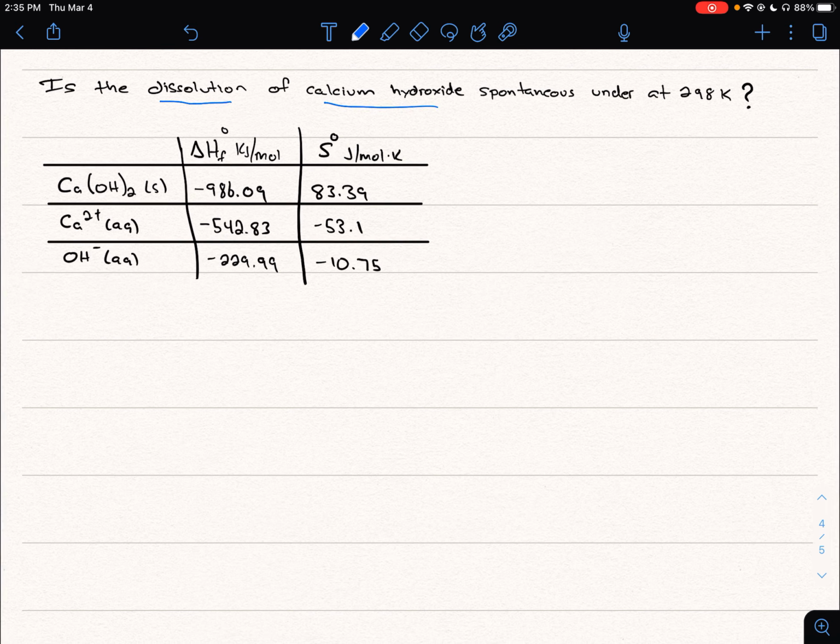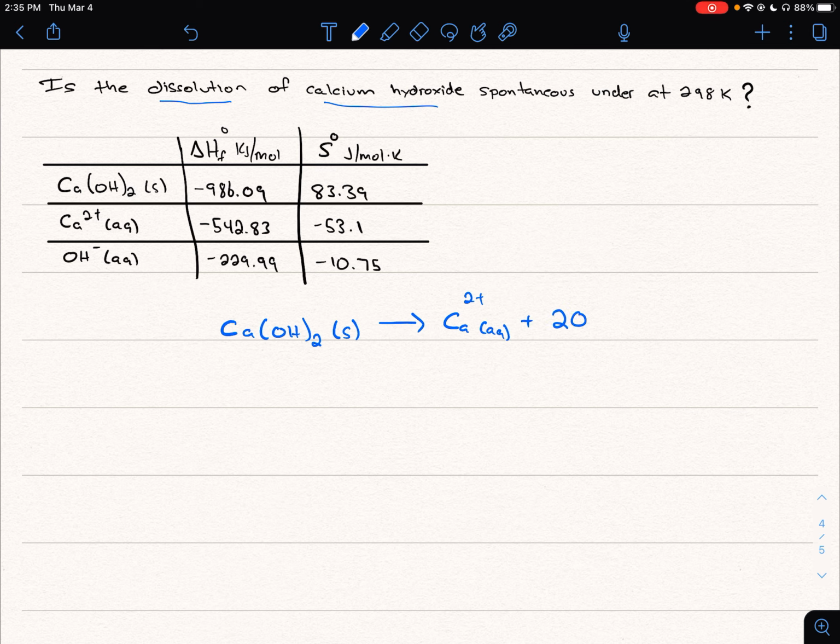So we can start off and write the chemical equation, Ca(OH)2 solid, so calcium hydroxide goes to Ca2+ aqueous plus 2 hydroxide ions, aqueous. So here's our balanced chemical equation. Now, we're asked to find, is it spontaneous? So in order to answer that, that's really asking what is delta G.